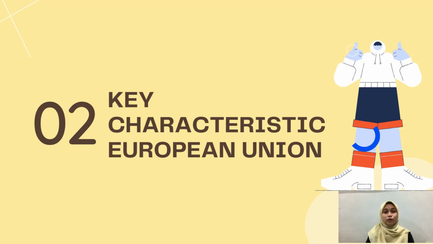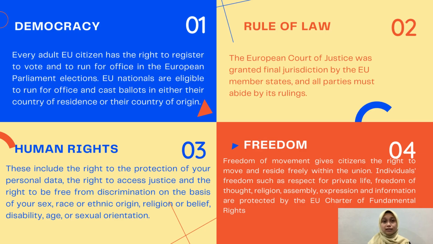Thank you, Ummu. We continue to the next slide, which is the key characteristics of the European Union. There are four. First, democracy, which is that every adult EU citizen has the right to register to vote and to run for office in the European Parliament, and EU nationals are eligible to run for office and vote in their country of residence or their country of origin.